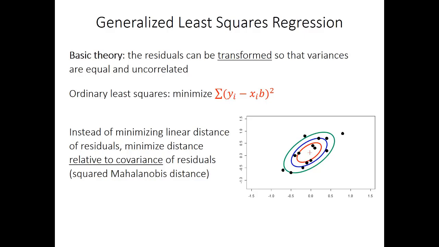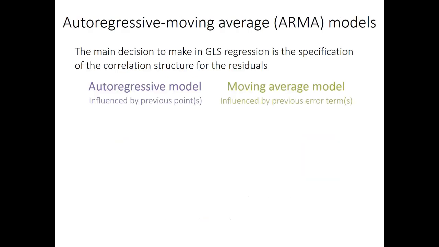And if you've watched some of the early videos, you may recall that this thing called the Mahalanobis distance is a pretty good measure of multivariate distance after taking into account some covariance structure. So GLS regression, basically what it's doing is minimizing the squared Mahalanobis distance of the residuals. So the math is all behind the scenes, and we'll let the computer take care of that.